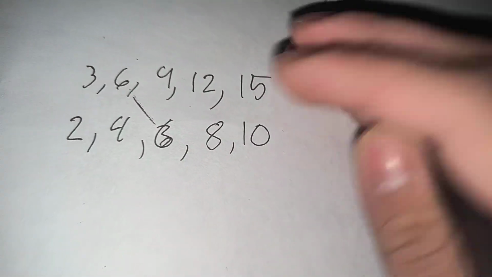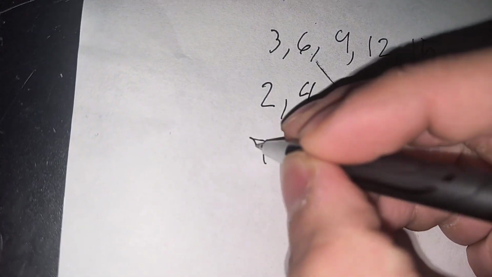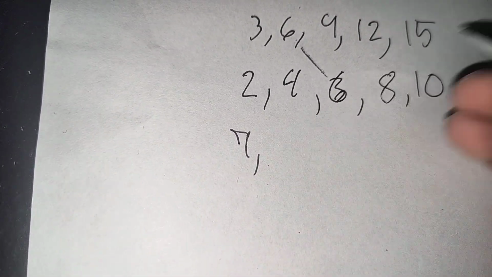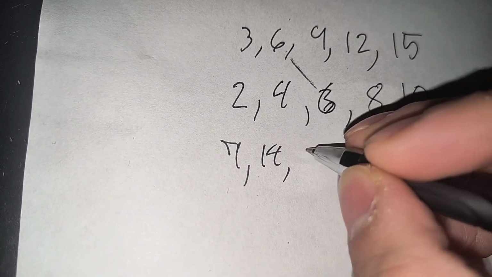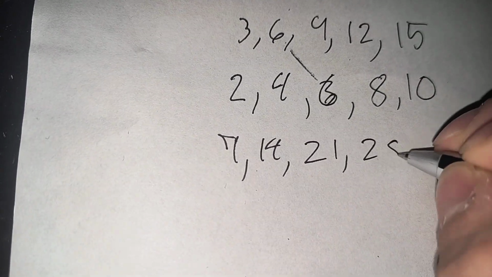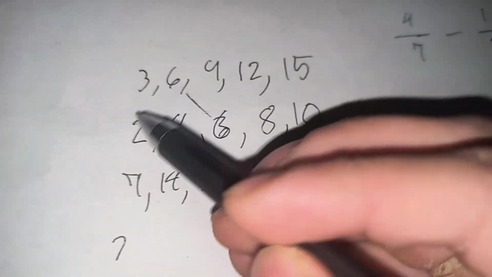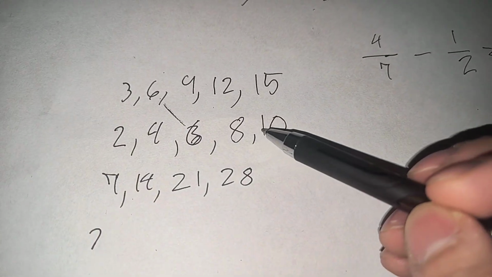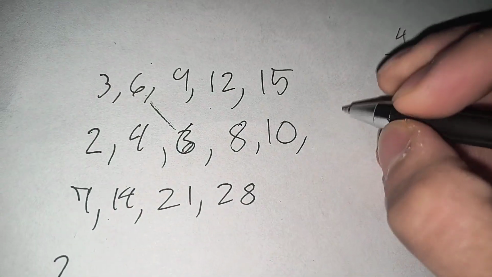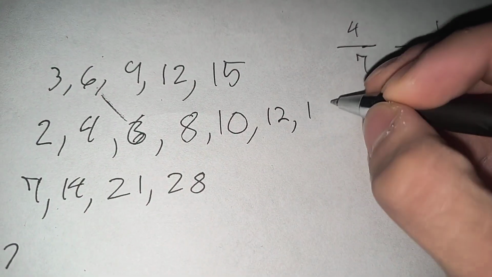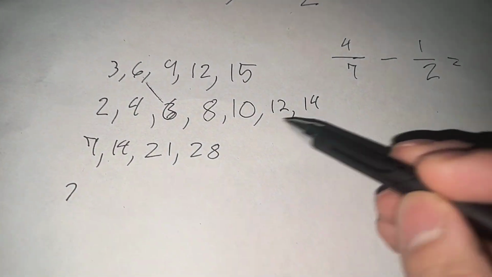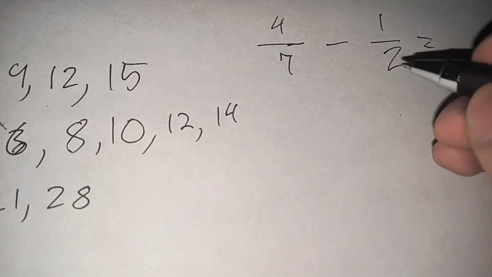7 times 1 is 7. 7 times 2 is 14. 7 times 3 is 21. 7 times 4 is 28. And for 2, these are the multiples for 2. And if we kept going, you could see 2 times 6 is 12, 2 times 7 is 14. And that's the lowest common multiple they have, 14.